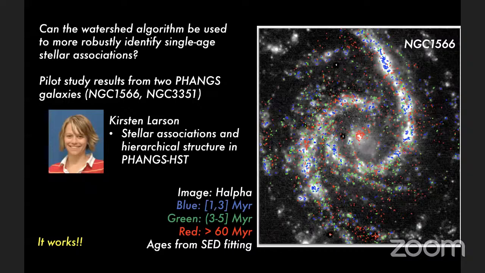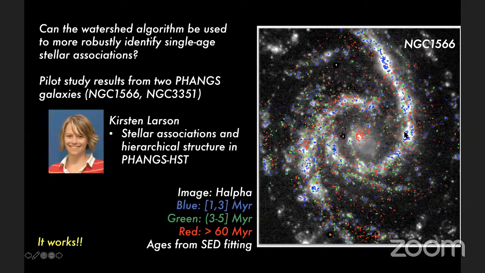Here in the background is an H alpha image of 1566, and overplotted are the associations that Kirsten has identified with the watershed algorithm. The colors represent different age ranges, and so it's very encouraging that the youngest structures that you see in blue, less than 3 million years old, actually do trace the HII regions very closely. And even the ones that are slightly older, 3 to 5 million year old structures, are offset from the HII regions, from the spiral arms.